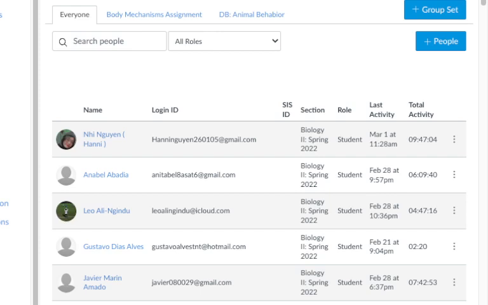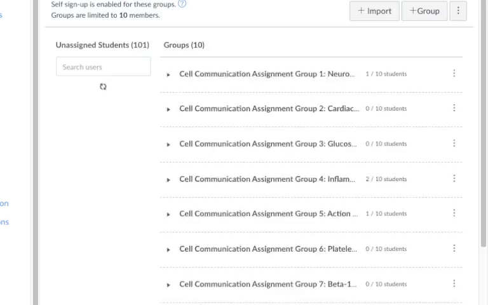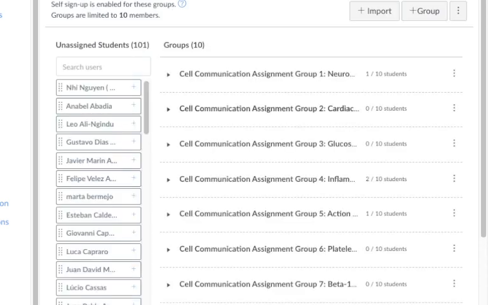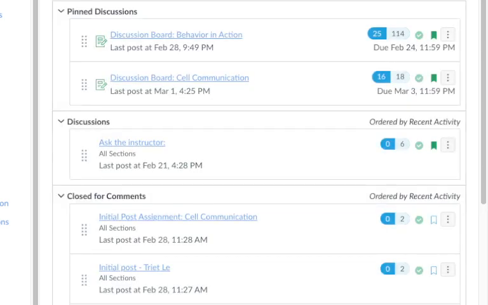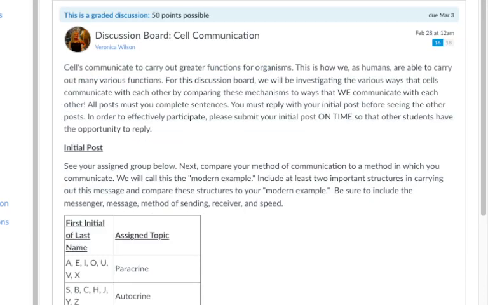I next wanted to talk about the body mechanisms assignment. It used to be called the cell communication assignment, but many students were confused. This cell communication or body mechanisms assignment is not the same as the discussion board. The discussion board will be independent work where you have an initial reply post and a subsequent peer reply post.